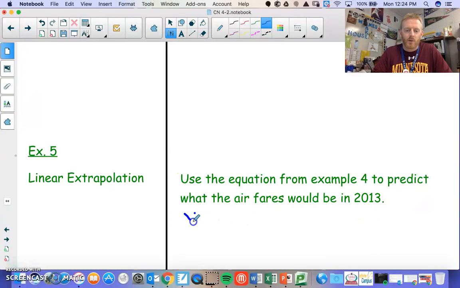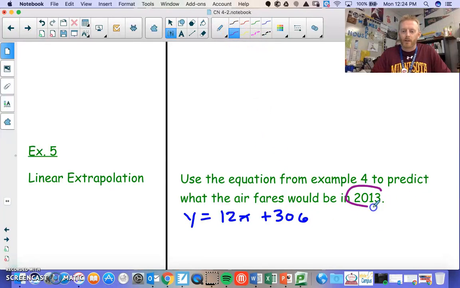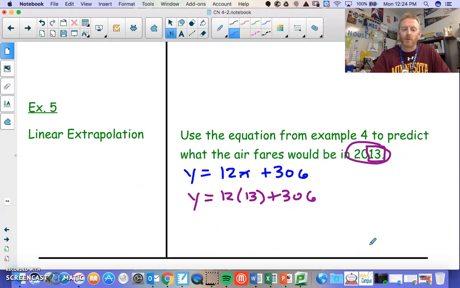All right, so let's use this information to make a prediction for the year 2013. Remember that the equation was y is equal to 12x plus 306. So our job is going to be to plug in the 2013. Now, very key piece of information was that we were talking about something from the year 2000. So we're only plugging in the year 13 in for x. So it's going to say y is equal to 12 times that 13 plus 306 to figure out my new fare. Now remember, the airfares were the y values.